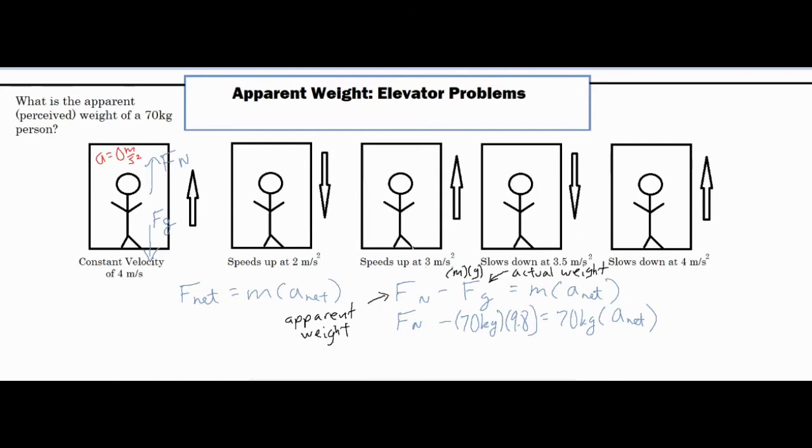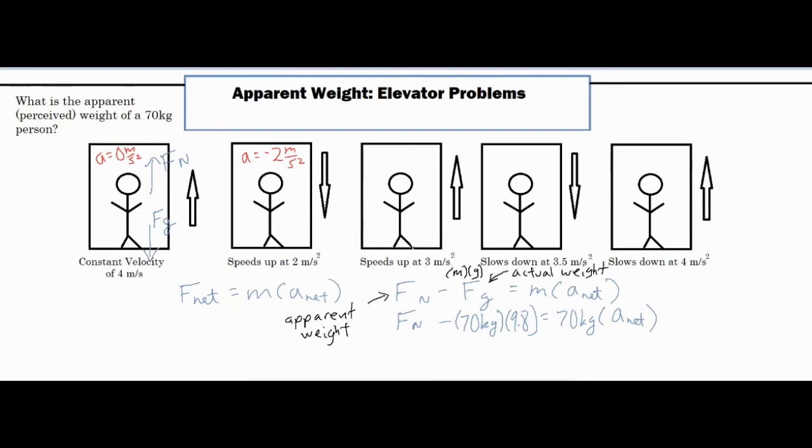For the second scenario, we have a person speeding up at 2 meters per second squared. Now, because that person is speeding up in the downward direction, you would say that their acceleration is negative 2 meters per second squared, because you have to have the net force directed in the direction of the acceleration. And if it's going faster, then there's going to be a little bit more force going downwards than there is going upwards.